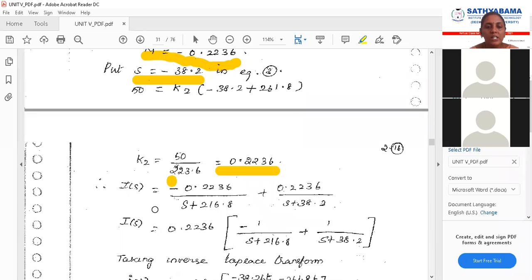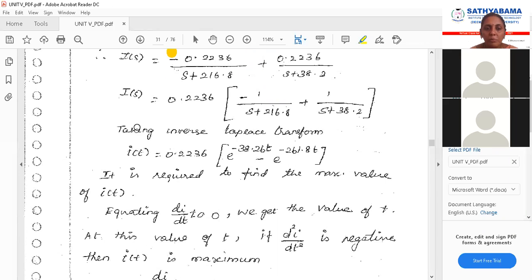We are substituting here in the final equation to get the value for I(s). So I(s) is equal to 0.2236 into minus 1 by (S + 261.8) plus 1 by (S + 38.2), just substituting all the values. Clear? Now I(s) has been obtained. I wanted i(t), so I will take inverse Laplace. This is directly of the format 1 by (S + a), so I will write it as e to the power minus at. So i(t) = 0.2236 (e^(-38.2t) minus e^(-261.8t)).